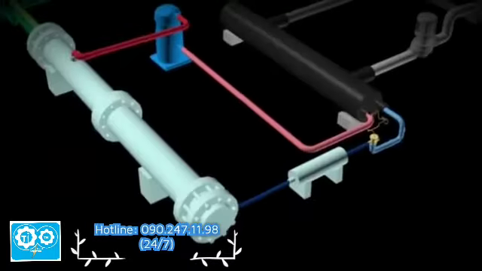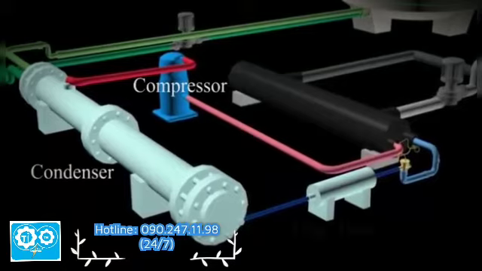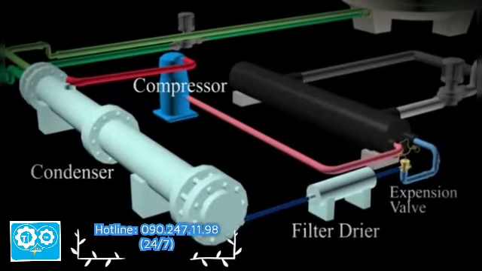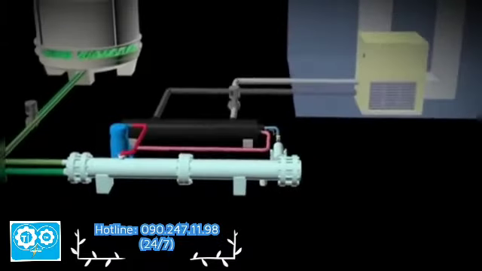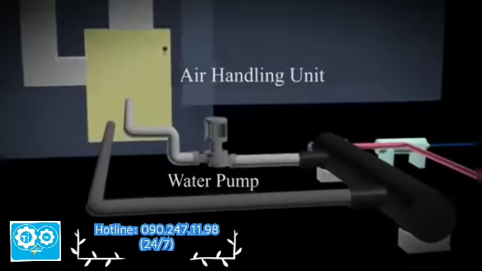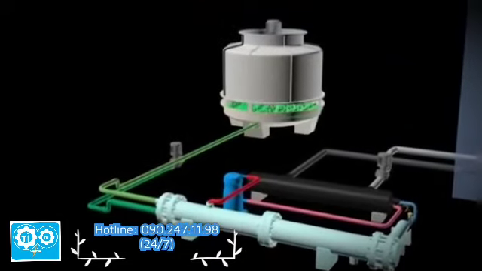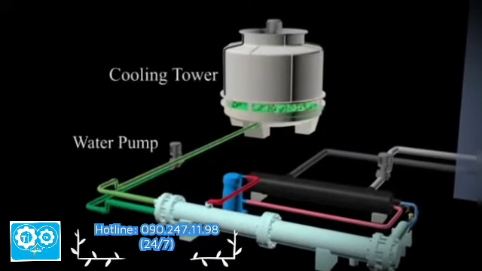Components that are involved in the refrigerant cycle are compressor, condenser, filter dryer, expansion valve and evaporator. For the chilled water cycle, the components involved are air handling unit and water pump. In the condenser water cycle, the components needed for the process are cooling tower and water pump.